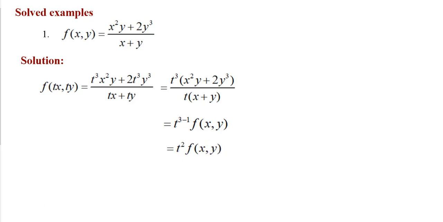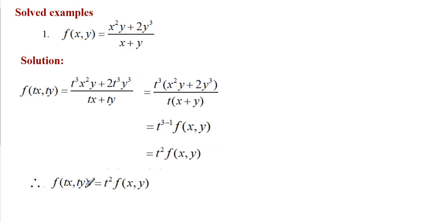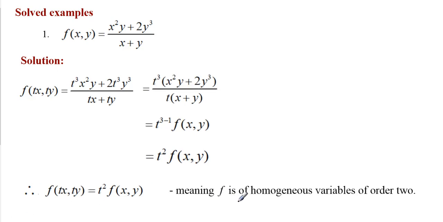So what we notice is that we have got f of tx, ty equals t squared multiplied by f of x, y, meaning that f is a function of homogeneous variables of order 2, referring to the power of t here, which is multiplying f of x, y.